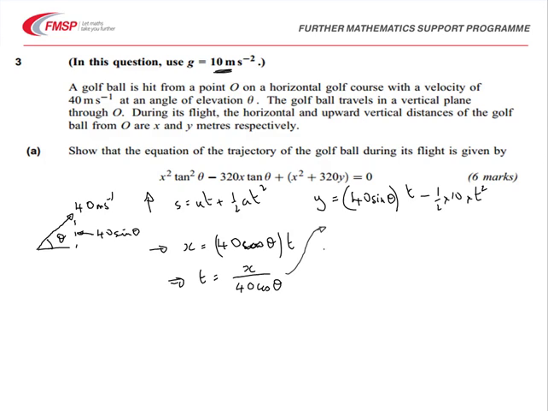So therefore we get that y is equal to 40 sine theta multiplied by x over 40 cosine theta, and then minus, well, the half of 10 of course is 5, and then we've got t squared, so that's x over 40 cosine theta all squared.